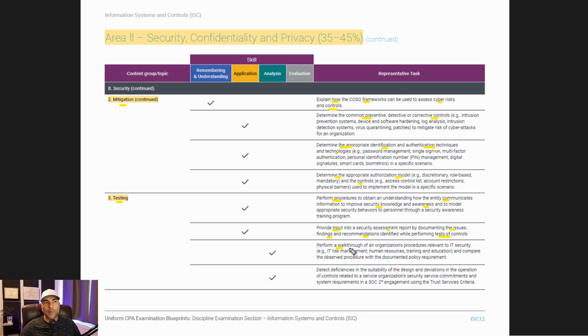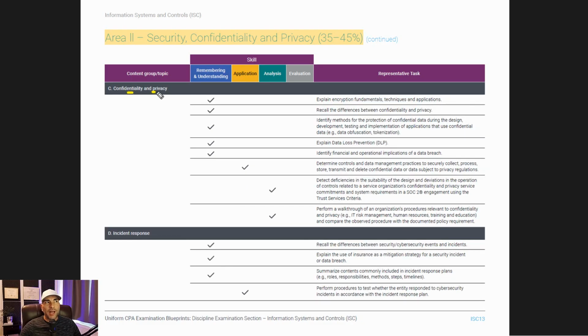You'll need to be able to perform a walkthrough of an organization's procedures relevant to IT security, and you'll need to be able to detect deficiencies in the suitability of the design and deviations in the operations of controls related to a service organization's security service commitments and system requirements in a SOC 2 engagement using the trust services criteria.